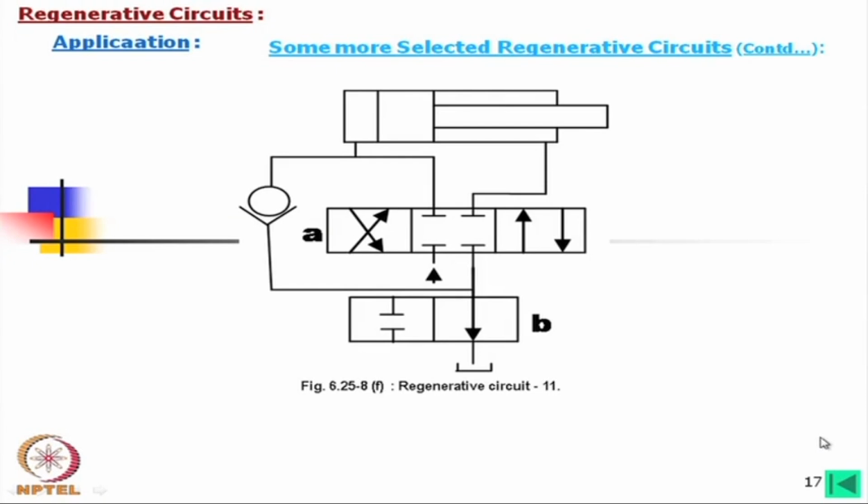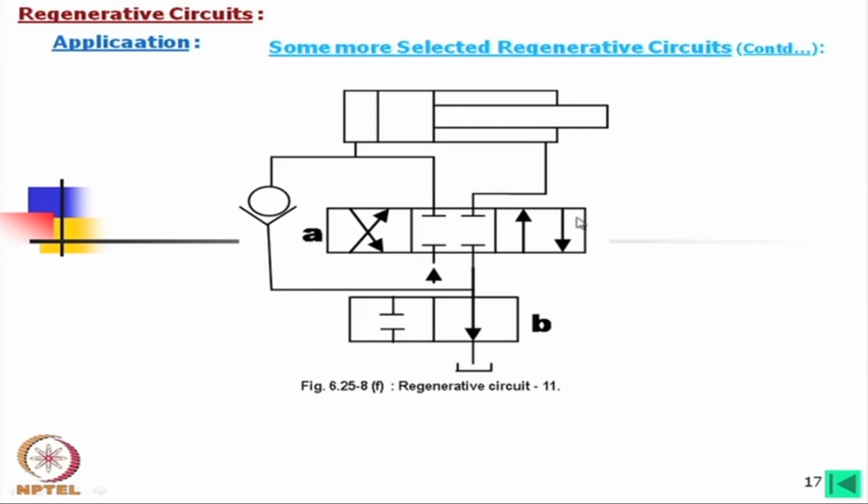Now, in case of 11, what we find that the pump is connected to, again this is by 4/3 valve, only on the return side there is one 2/2 valve, and in that case if it is in the neutral position, no operations. If it is in the right hand positions, then oil is going to this, and as there is a check valve, oil is going like this and oil is coming back to the tank, no regenerations. We have connected this and no regeneration.